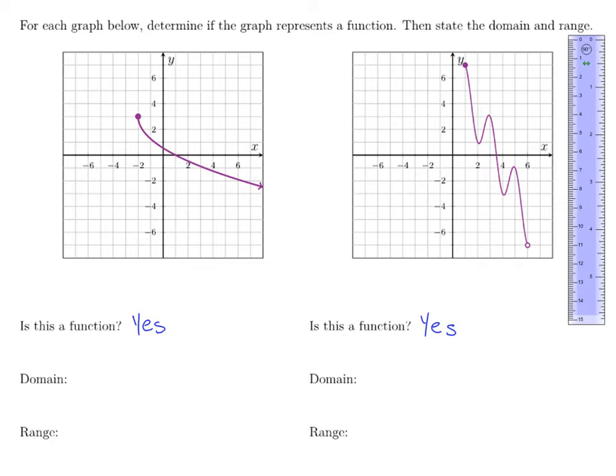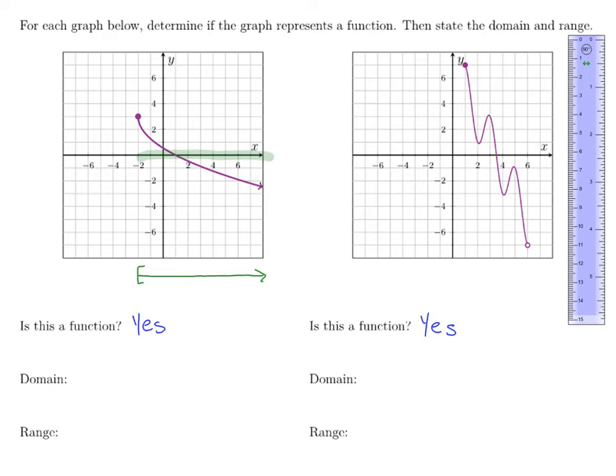When I determine all possible x values here, I'm going to highlight along the x-axis where this function is defined. I'm starting at -2, and I can see that it's going to continue on indefinitely. At that point -2, 3, the circle is filled in, which means that the function does exist at that point. So -2 will be included in the domain, and I'll have -2 and all numbers larger than -2.